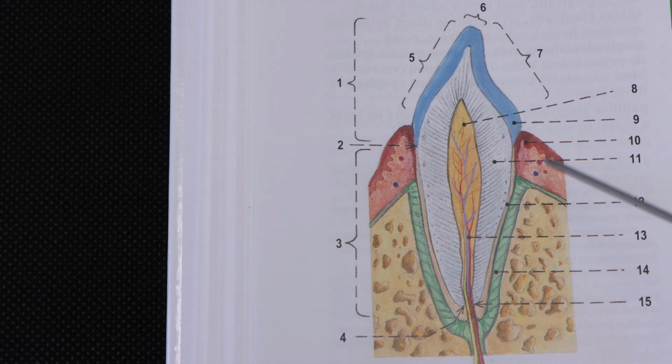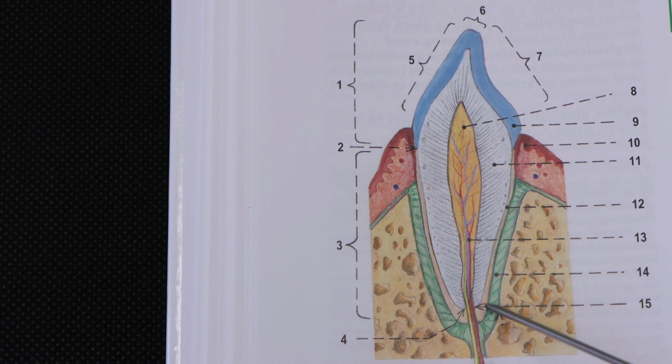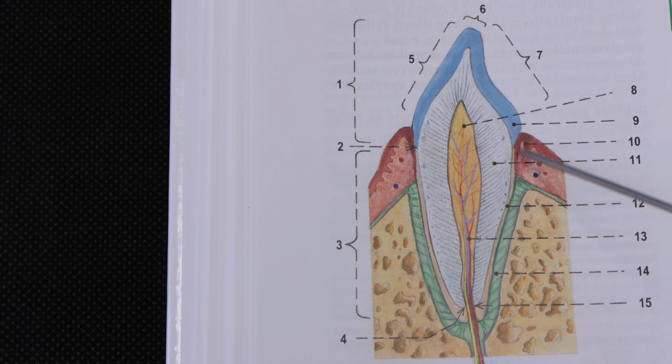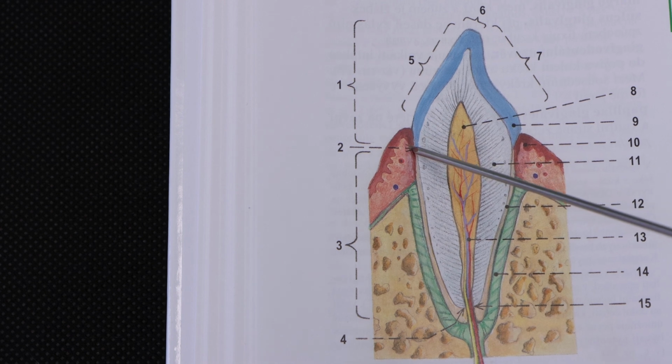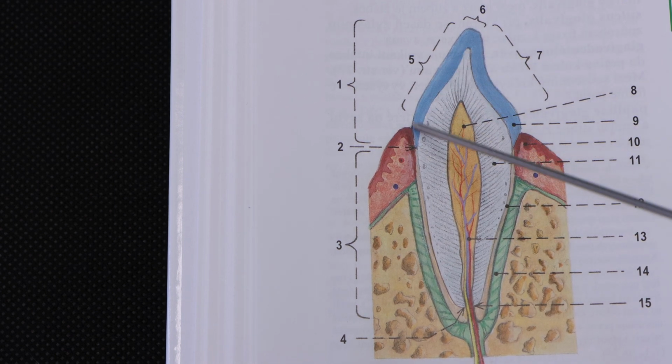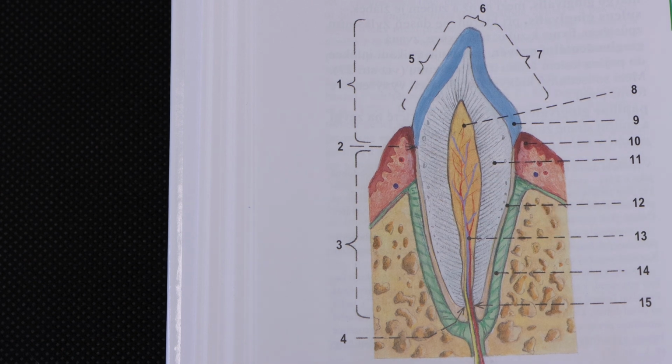Then the next material is the cement, which is here. The cement is covering the root region and the neck region, and the material is similar to bone, and as I mentioned, it is just covering the root and the neck of the tooth. The place of the neck of the tooth is the place where the enamel and the cement meet each other, which in different people is different.